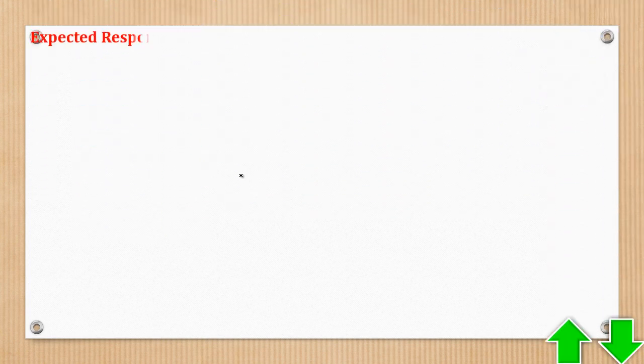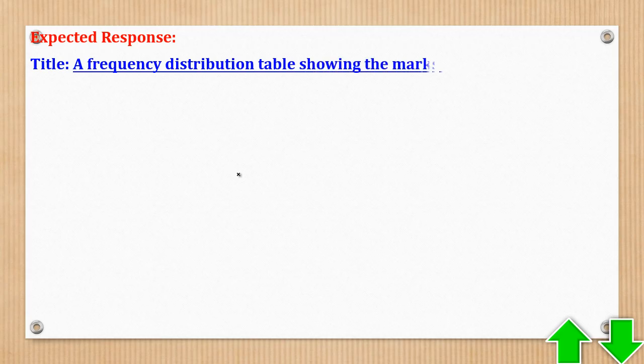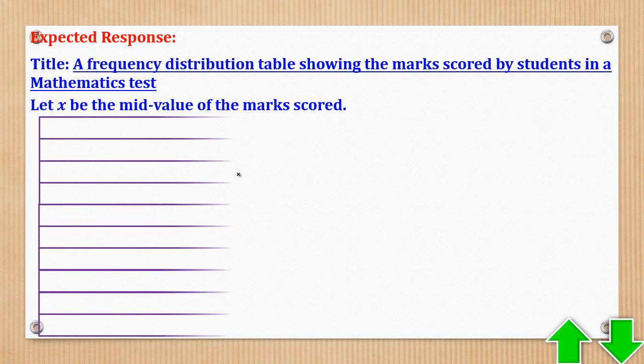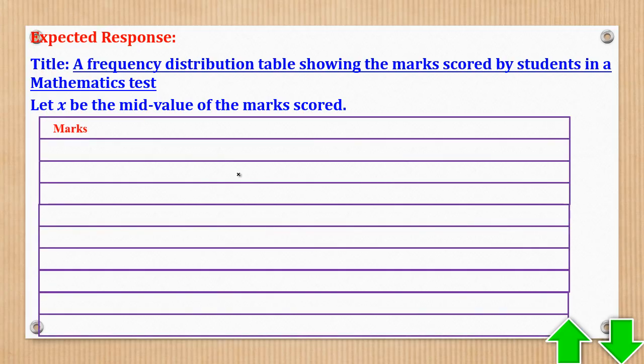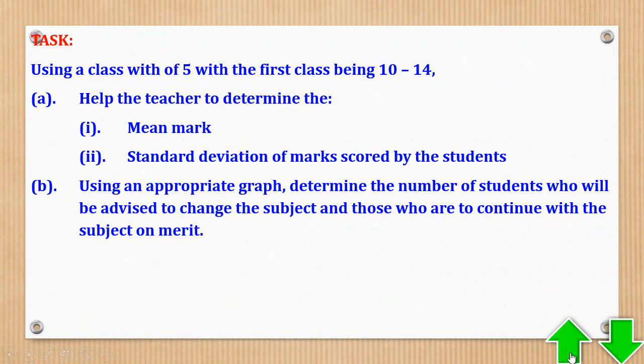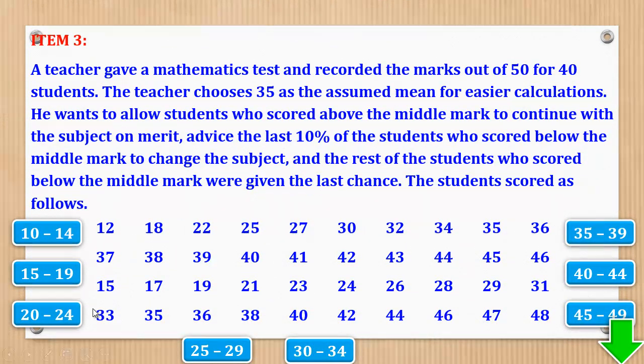So the first thing to do is to tabulate. We shall give a title for the table, frequency distribution table. Then you can draw a table. First, we shall write the classes. Those are the classes. Then we shall start doing tallying. So from 10 to 14, it is only 1.